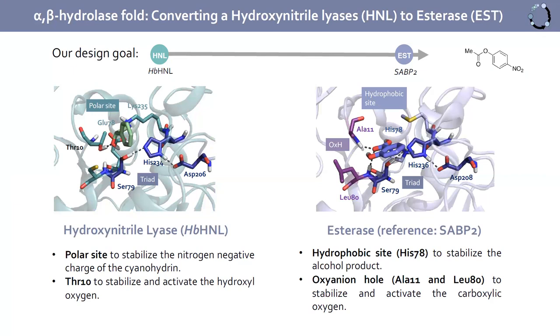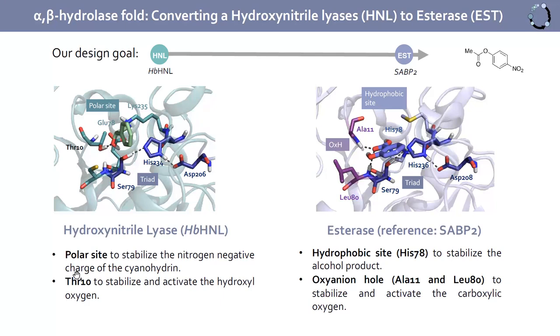As I said, our idea here was to take these two enzymes, this hydroxynitrile lyase from rubber tree, and try to make it a good esterase. The esterase that we took as reference was this one from tobacco, SABP2. By comparing them, we don't want to restrict ourselves to the active site, but of course the obvious first step is to check the active site and see how these enzymes differ. If you do so, as I said, the catalytic triad is exactly the same, but there are some differences.